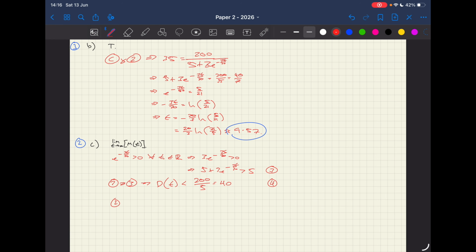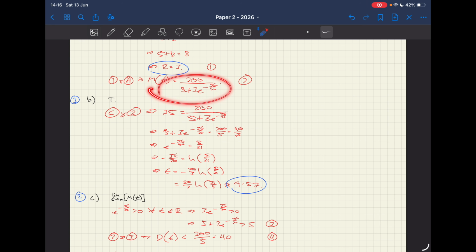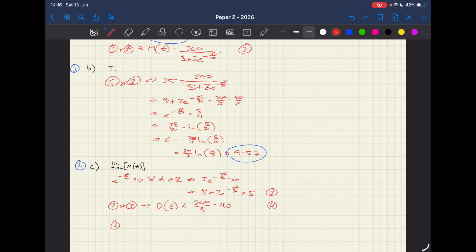So let's have a look at this. D itself was equal to, where is it? Up here. So differentiating that, we need to differentiate. So dN/dt will be, let's just make this a little bit easier for ourselves, 200 lots of (5 plus 3e to the minus 3/20 t) to the minus 1. So the 200 will still be there.